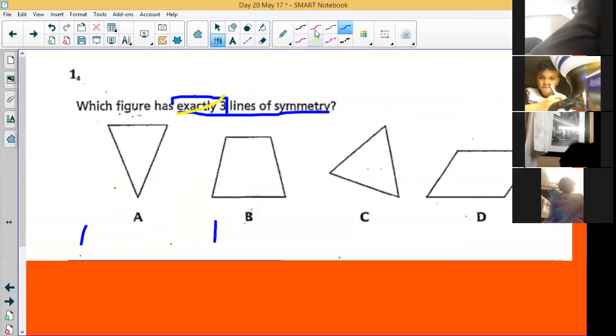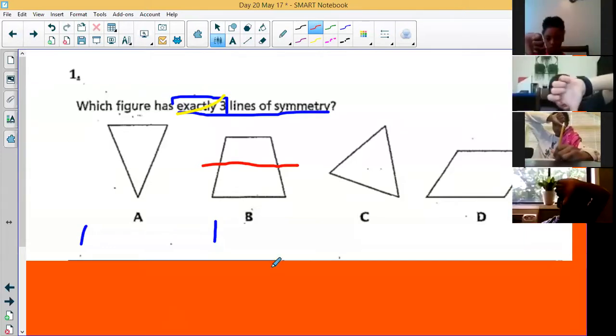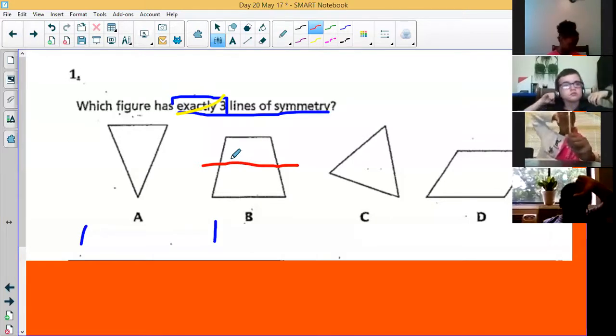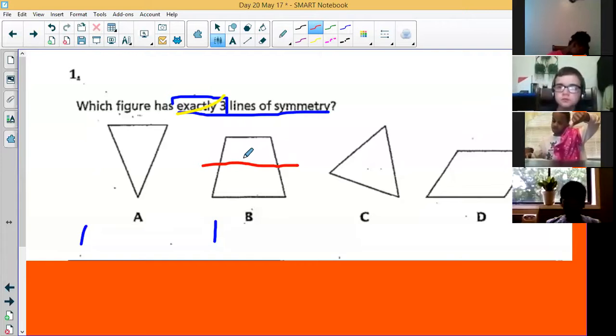Okay, let's draw a line across. And then look, does this part here look exactly like this part? Thumbs up or down? All right, let me see your thumbs. Meredith, is this a line of symmetry? Yes or no? Unmute yourself. No, it is not a line of symmetry. You're exactly right. Good job, Meredith.